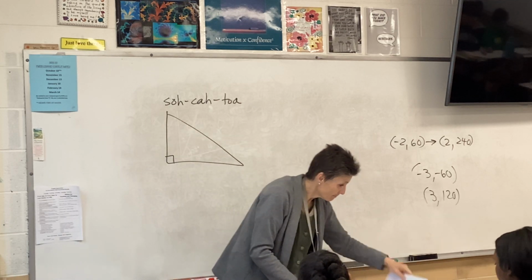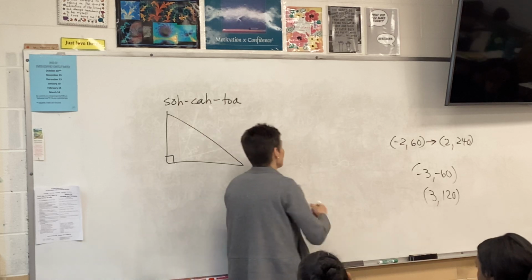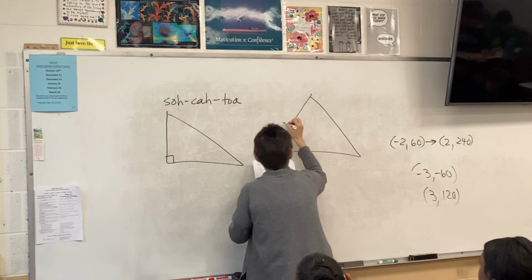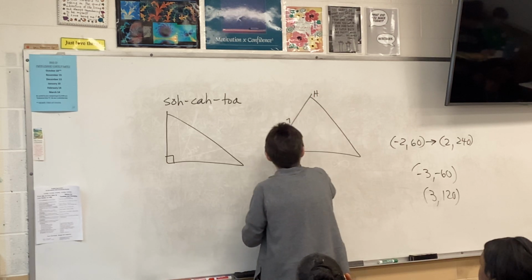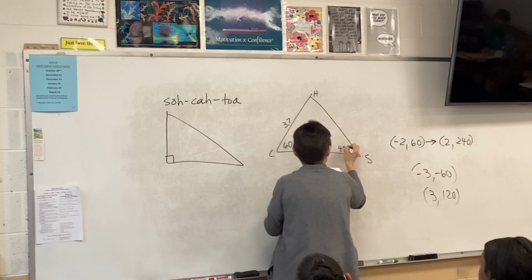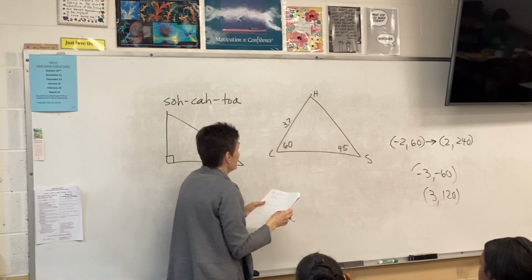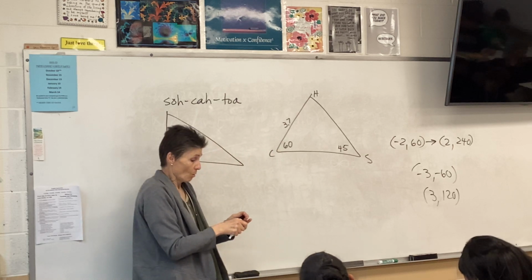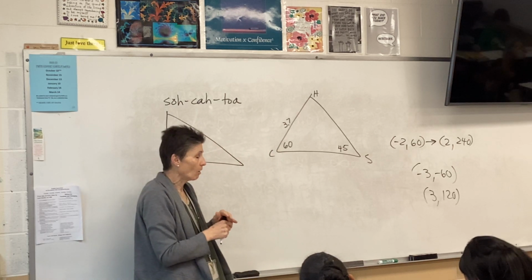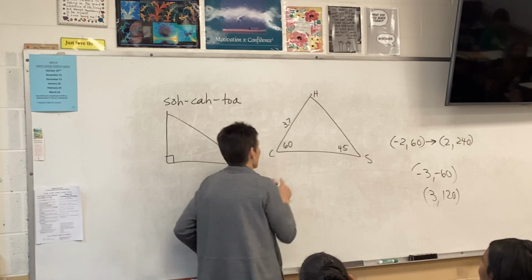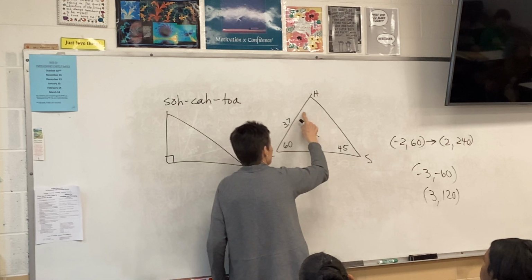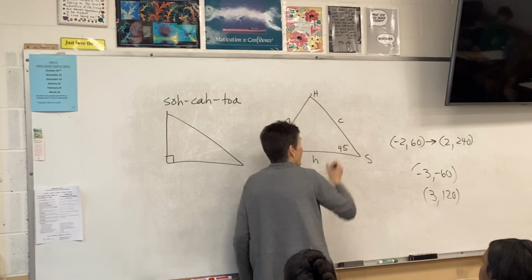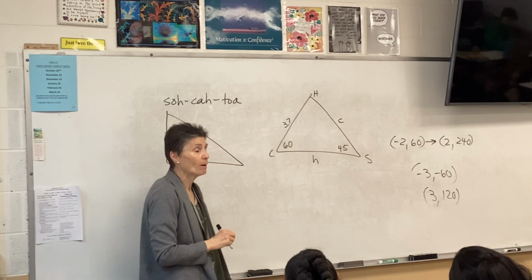We are on section 5.5. It says solve triangle CHS. Now, when we solve a triangle, boys and girls, what we are doing is finding all of the missing parts. So in this problem, we need angle H, we need side H, and we need side C. Those are the missing parts.